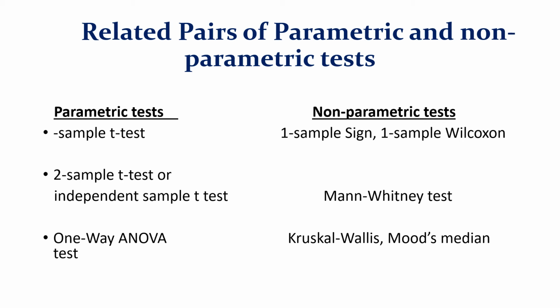In parametric test, we have one-way ANOVA, but if data is not meeting the assumptions of the one-way ANOVA parametric test, then the non-parametric available tests are Kruskal-Wallis and Mood's median.